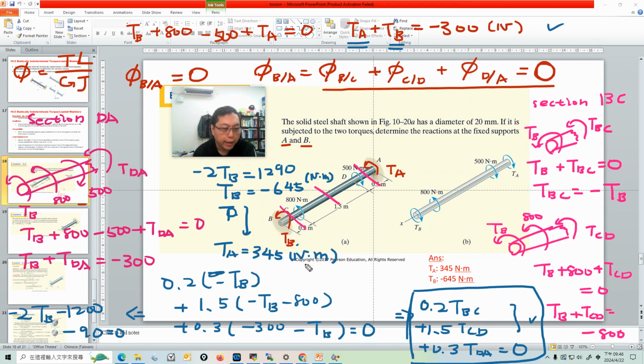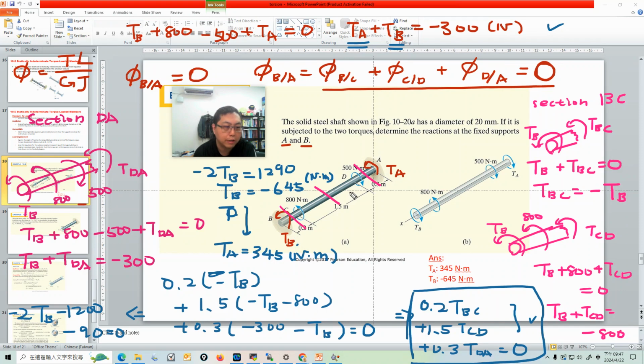And this TA is positive. As initially we assumed it's positive counterclockwise, so it's really counterclockwise. And we find TB is minus. We initially assumed it's counterclockwise, and we get a minus. That means it's clockwise. So be careful with your answer.